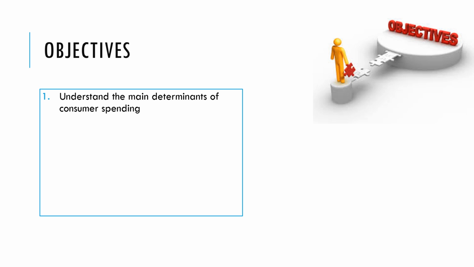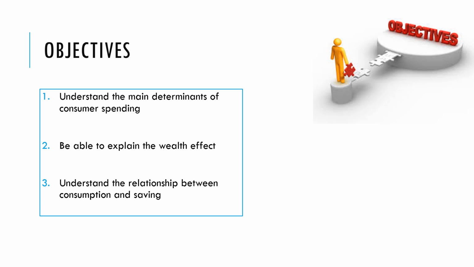So in this video, we've looked at the main determinants of consumer spending. We've looked at the wealth effect and the relationship between consumption and saving.